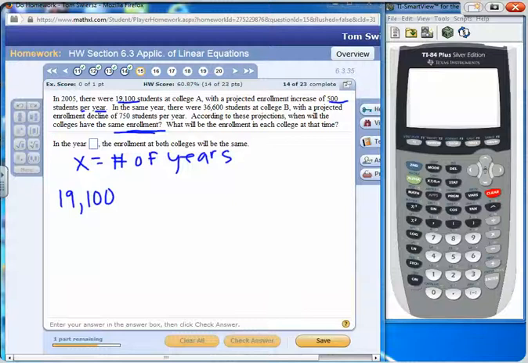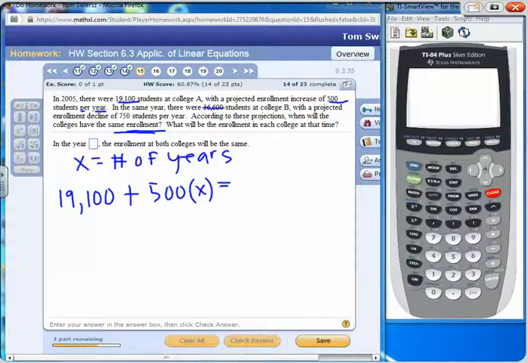So we're going to take 19,100, what they're at now. We're going to add 500 times X, because it's increasing by 500 times the number of years, and that will give us the enrollment for each year after 2005. So if X is 1, it'll be 19,100 plus 500, and that'll be in 2006. In 2007, it'll be 2 years. X will be 2. You'll multiply 2 by 500 and add 19,100. But we don't know the number of years, so we'll use X.